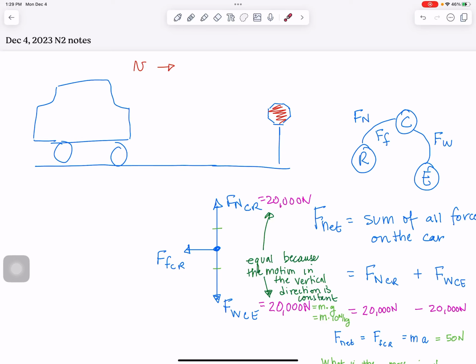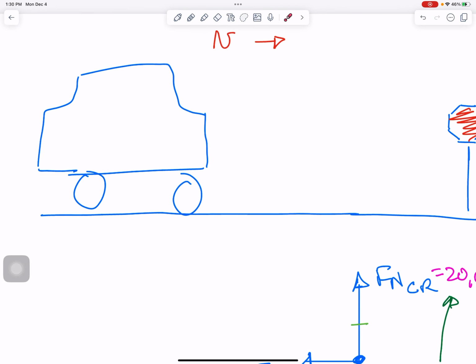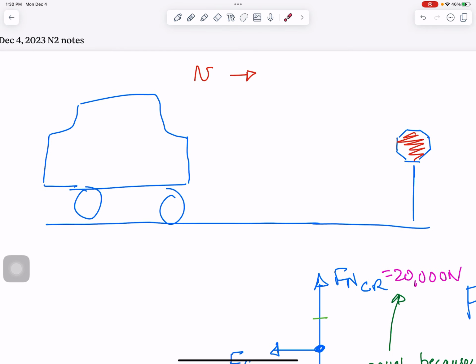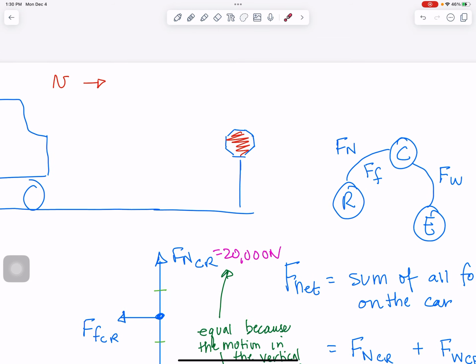In this video, I'm going to do a wrap-up of what we did last week in terms of introduction to forces and Newton's second law. So imagine that we have a car that is moving forward, but it is coming to a stop sign. So it's moving in this direction. And we want to understand how the forces are acting on this object so that we can explain and predict the motion. So the first thing that we're going to do is to start with a system schema.